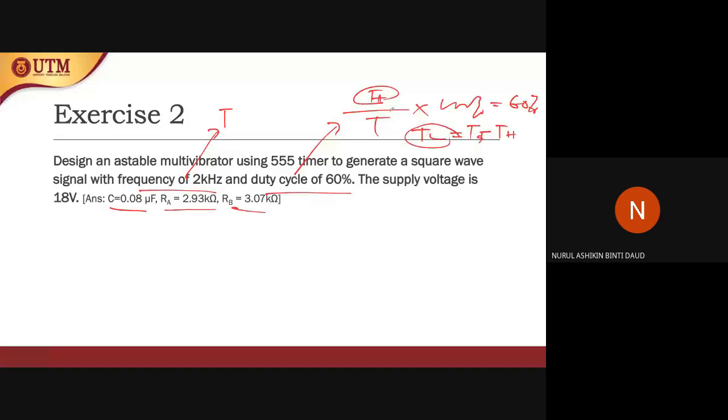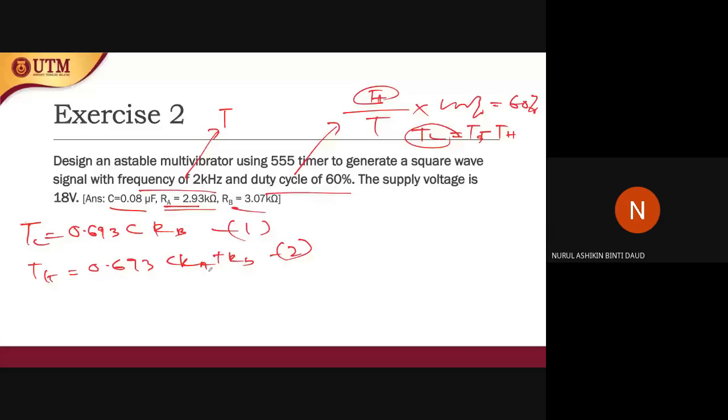Once you know TL, you can find the value of the resistors. TL is 0.693 C RB, and TH is 0.693 C (RA plus RB). So you can use these two equations to solve. Then you can find the value of this capacitor. All right. So for this one, you can try it by your own.